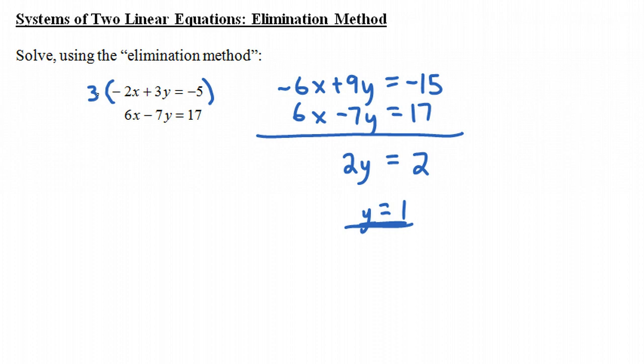Okay, now why did I multiply the original equation by 3? Well, I wanted the x's to go away. So I said, oh, if I multiply this by 3, I'd have a negative 6x. Add that to a plus 6x, and it would go away. Okay, now the last thing, we're still not done.